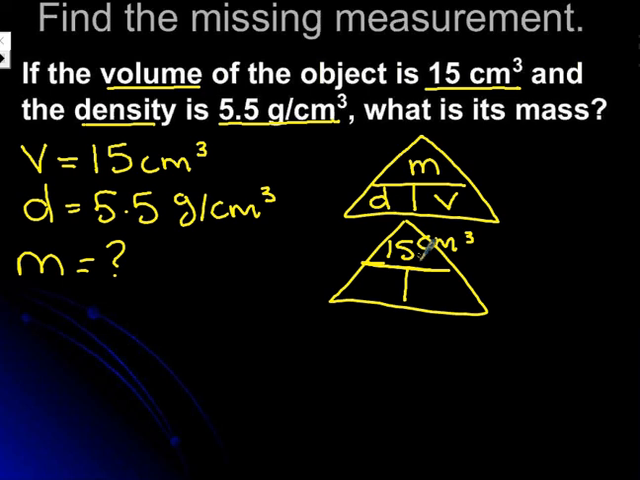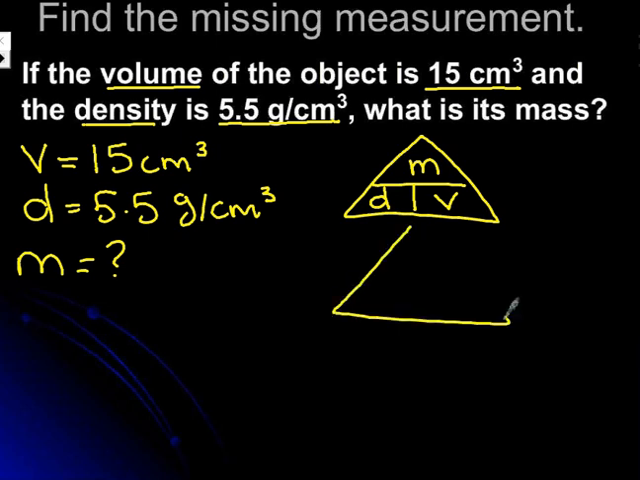Oh, wrong spot. So, learning experience, sometimes you just accidentally put things in the wrong spot and you need to make sure you double check. Even teachers. So let's try that again. Volume is 15 centimeters cubed. Volume is on the bottom, so 15 centimeters cubed. And my density is 5.5 grams per centimeters cubed. So I'm going to write 5.5 grams per centimeter cubed.